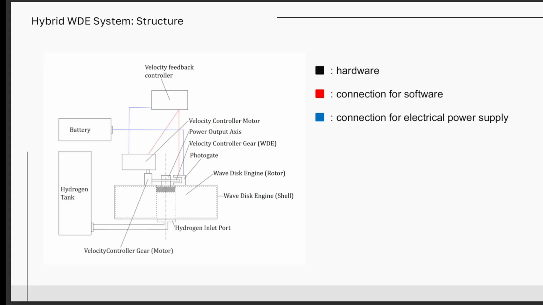Now let's look at the structure of the hybrid wave disk engine system shown on the screen. Here, the black lines represent the hardware components, while the red and blue lines represent the software and electrical power connections. The angular velocity of the rotor is measured by the photo gates in real time. The measured velocity data is passed to the velocity feedback controller, which regulates the mode of the velocity controller motor.